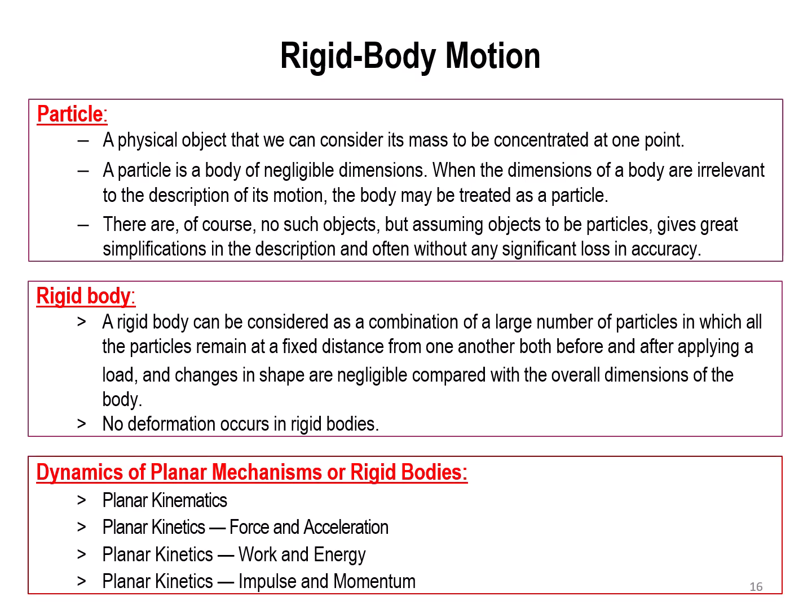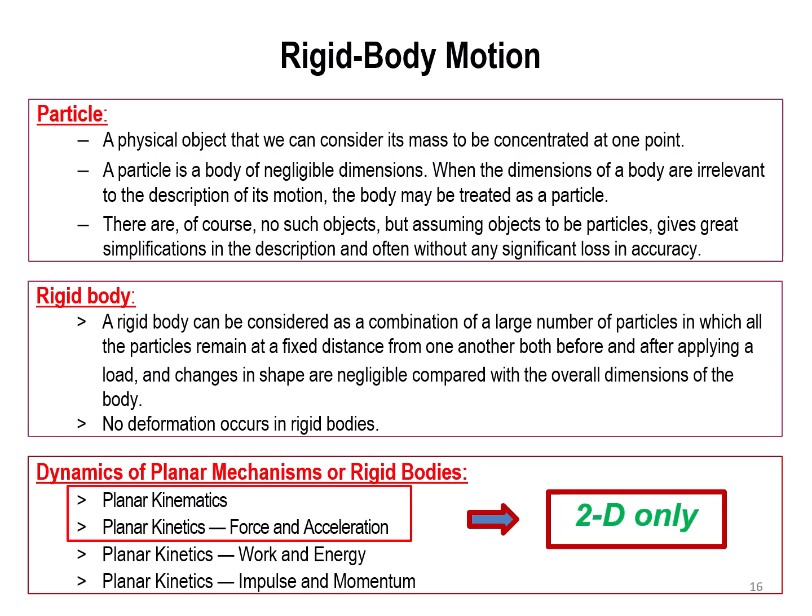Finally, we have dynamics of the planar mechanism or rigid bodies. This can be planar kinematics, or planar kinetics, where the forces and the acceleration should be included. We can have planar kinetics for work and energy, and planar kinetics for impulse and momentum. The planar kinematics and kinetics are for a two-dimensional analysis only.